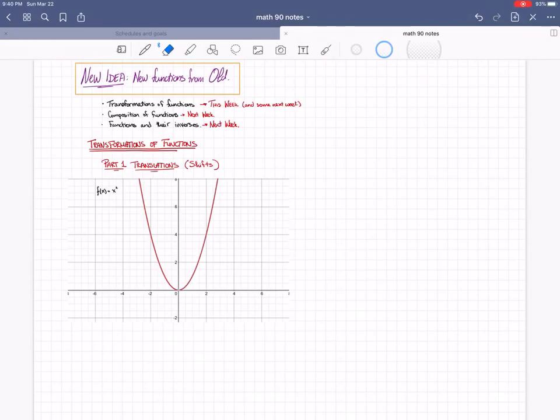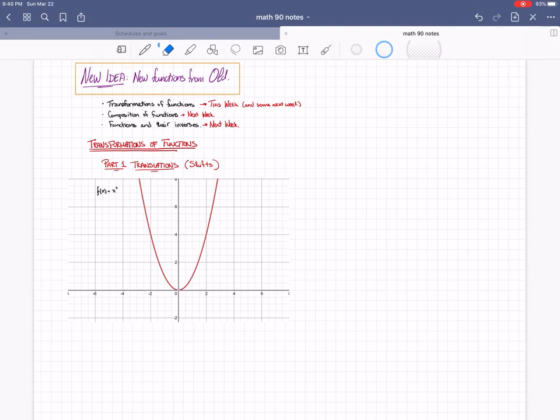Welcome back, everyone. So I have a new video lesson for you, and this time we're starting a new idea. The new idea we're starting is the idea of building new functions from old ones. The core of this idea is that we start with functions that we know something about, often a lot about, and then we build a new function off of that. And it turns out that we can use a lot of what we know about the old function to inform our understanding of the new one.